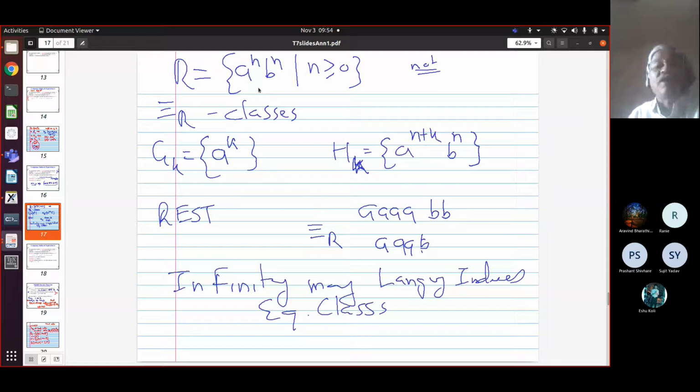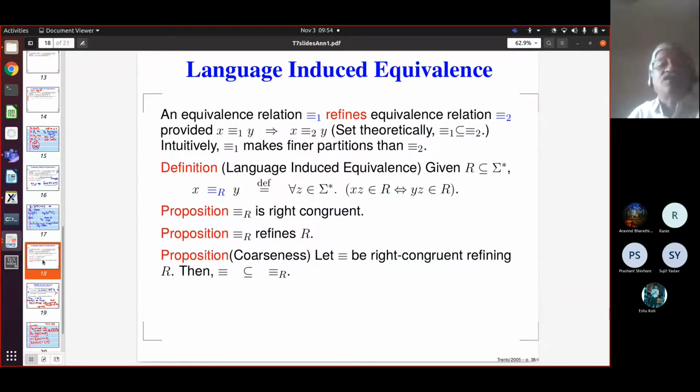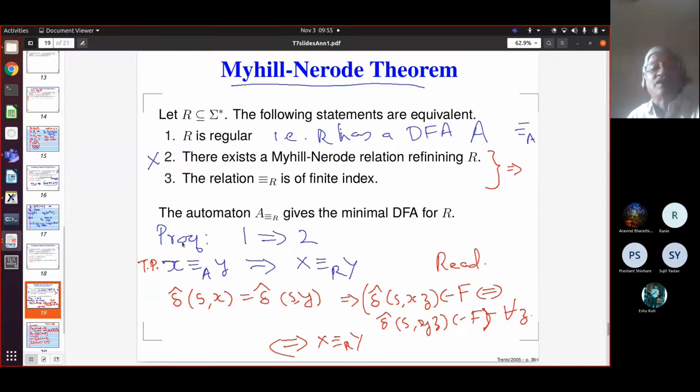Now notice that this was a context free language. It was not a regular language. Right? And it had infinitely many classes. So what the Myhill-Nerode theorem says is, I defined for you this coarseness. Coarser equivalence is one which has fewer equivalence classes. Finer one is one that takes the previous equivalence and splits it into further classes, right?